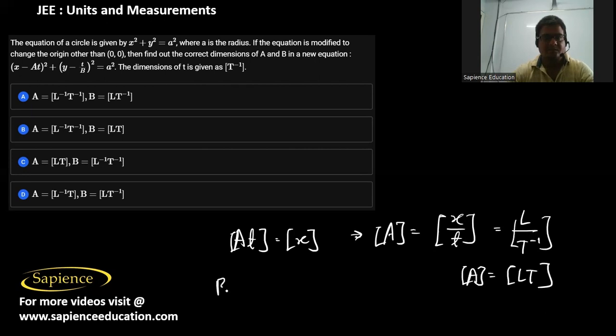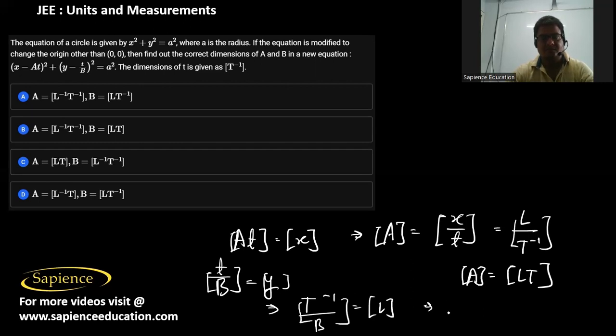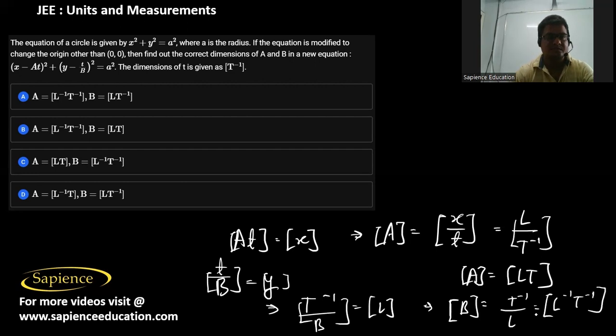And then the dimension formula for t by b is the same as y. Now y is also some sort of length. So t is T power minus 1 divided by b, that will be equal to the length. So therefore the dimensional formula for b is T inverse divided by length. So that will be L inverse T inverse. So b is L inverse T inverse and a is LT. So option C is the correct answer.